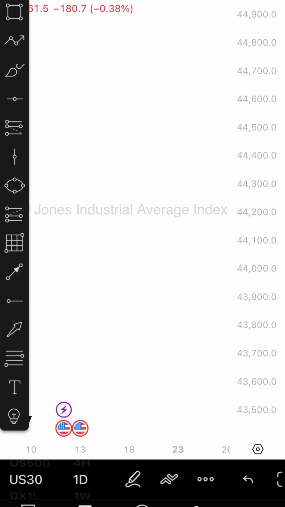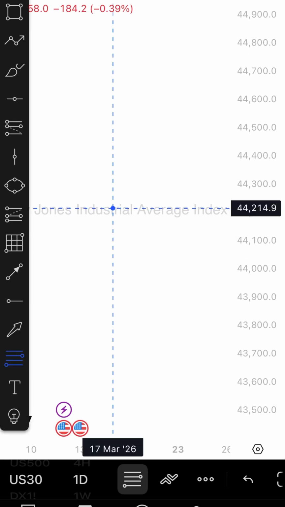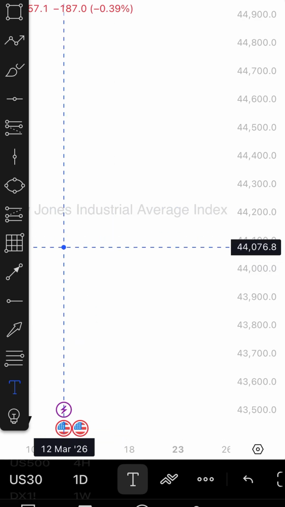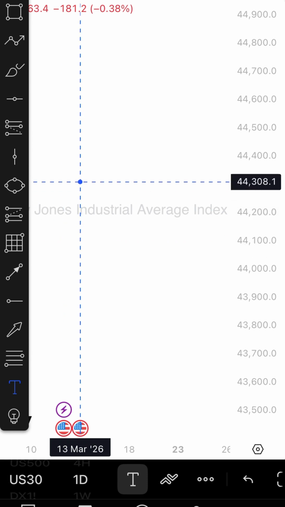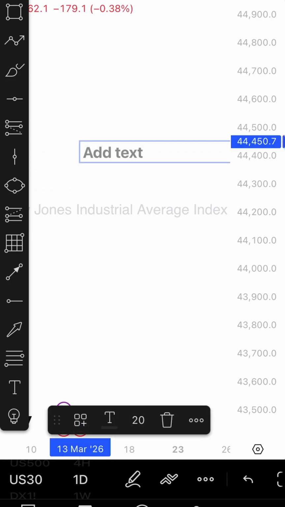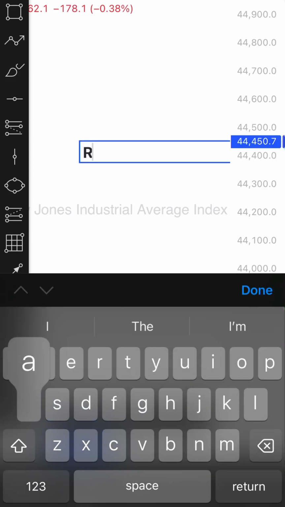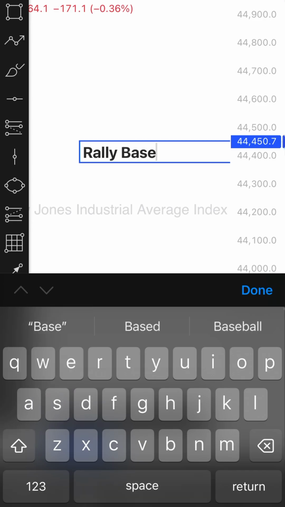I want to start by saying, let's start with demand, because if you are looking for a demand level, it means you want to buy something, because demand means the price of that good will likely go up. Supply means the price of that good will go down. And there are two types of formation for supply, two types of formation for demand. The first formation for demand is usually a rally base rally.